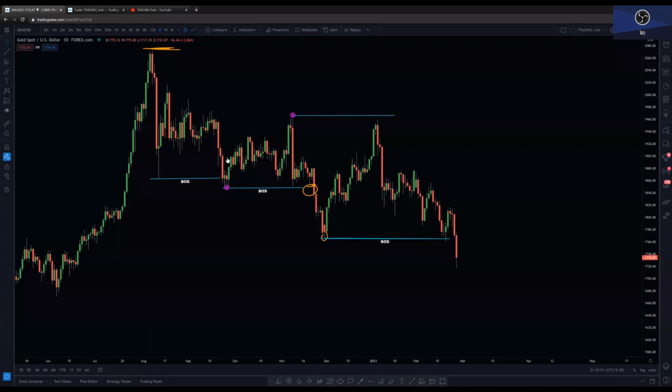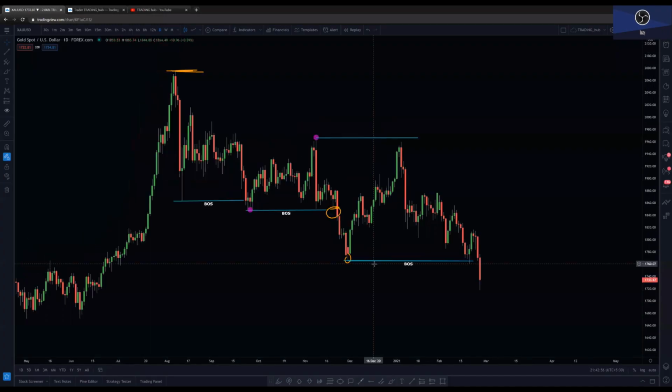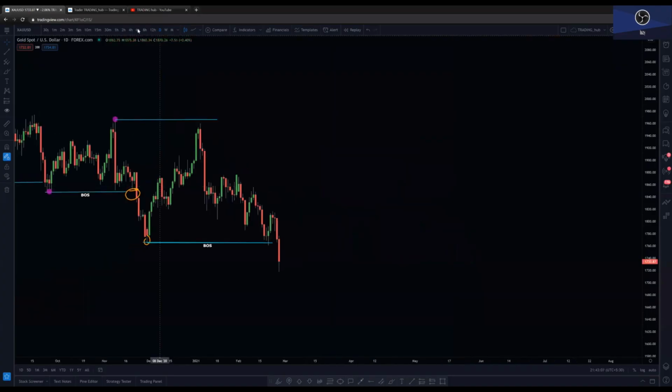So basically, this one is called break of structure, the market creating lower lows, and this also happens in a bullish trend, similar to this. Move on to the 4-hour time frame.